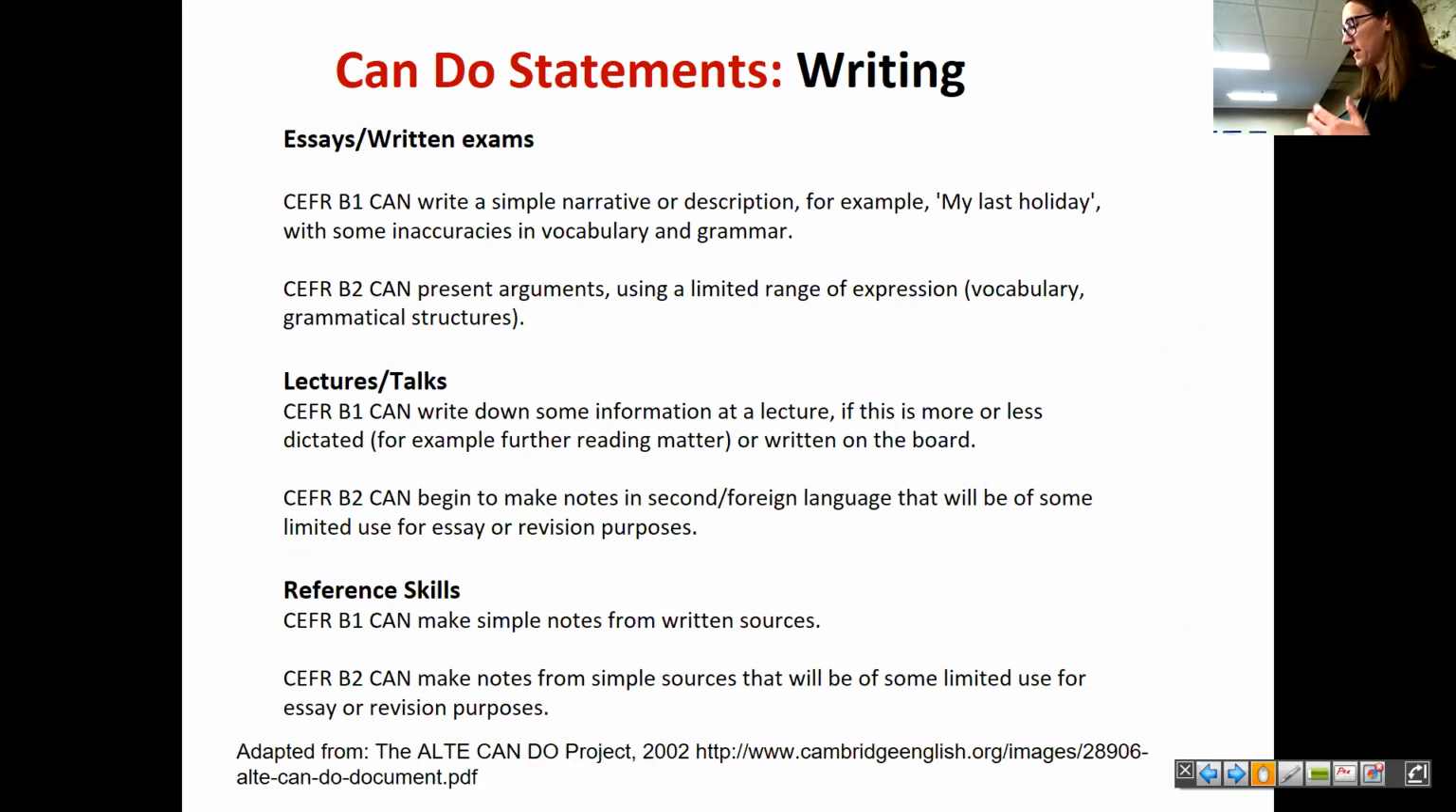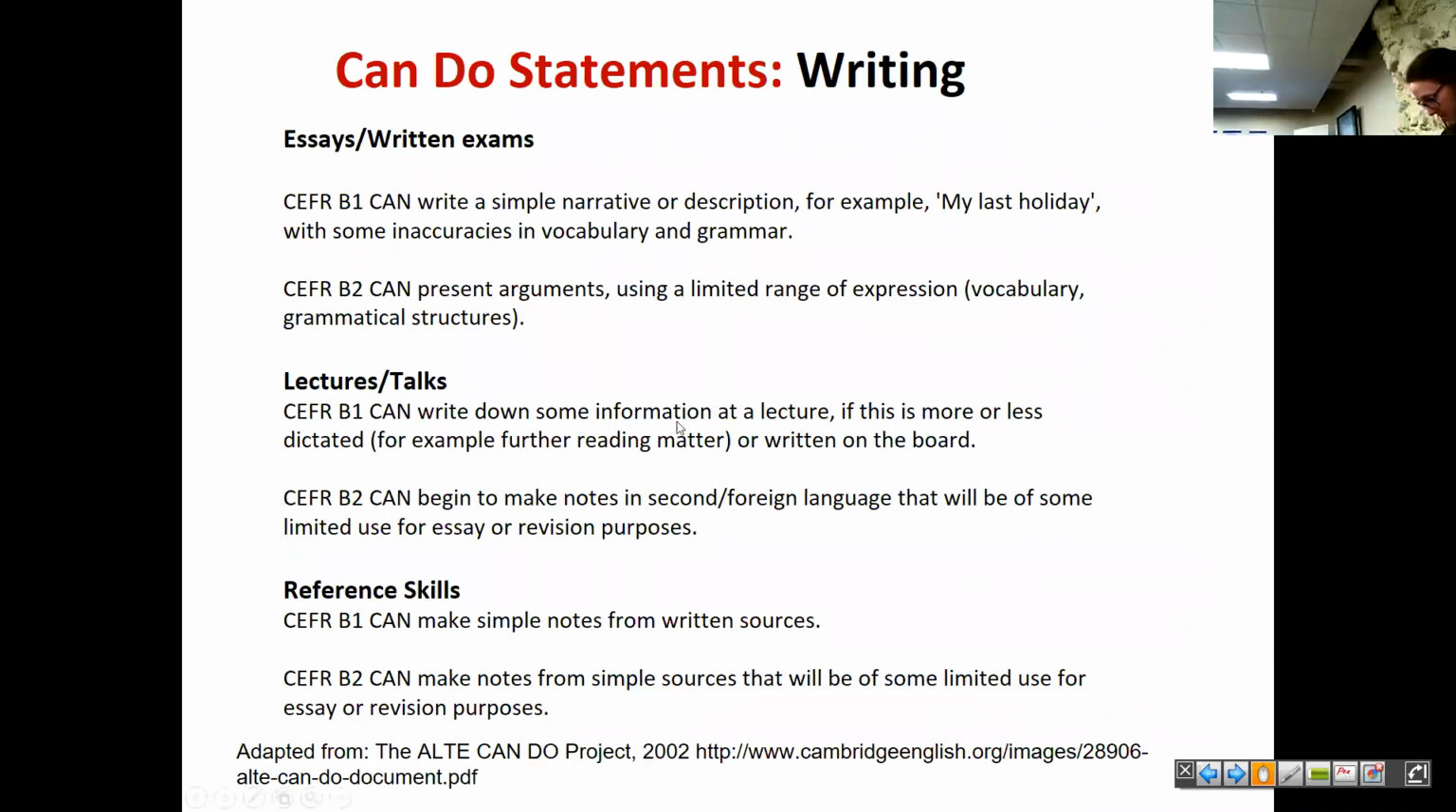Reference skills, can make simple notes from written sources, and a little higher, can make notes from simple sources that will be of some limited use for essay or revision purposes. So I think these are good answers to that question again about the time, because when we're saying, oh, we've given them more time, well, this is still what they're capable of within the time. And of course, a lot of writing is connected to how you're using references.